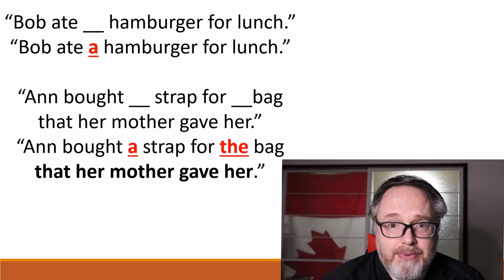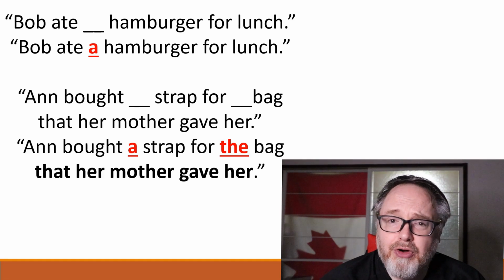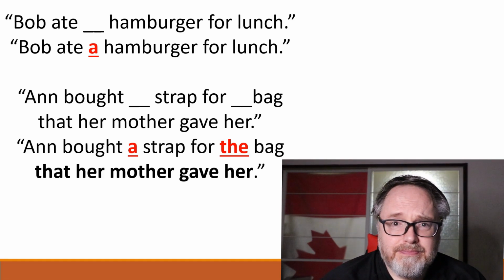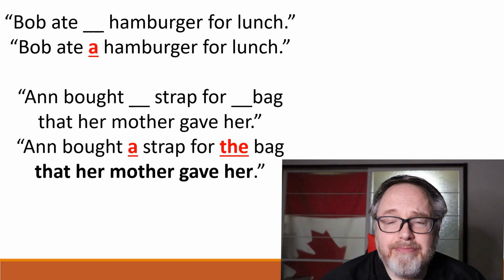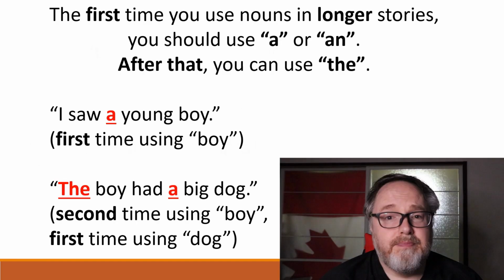Anne bought strap for bag that her mother gave her. Strap is single, it's countable. We need a. Bag is single, it's also countable, but we have more information, so we can use the. Anne bought a strap for the bag that her mother gave her.